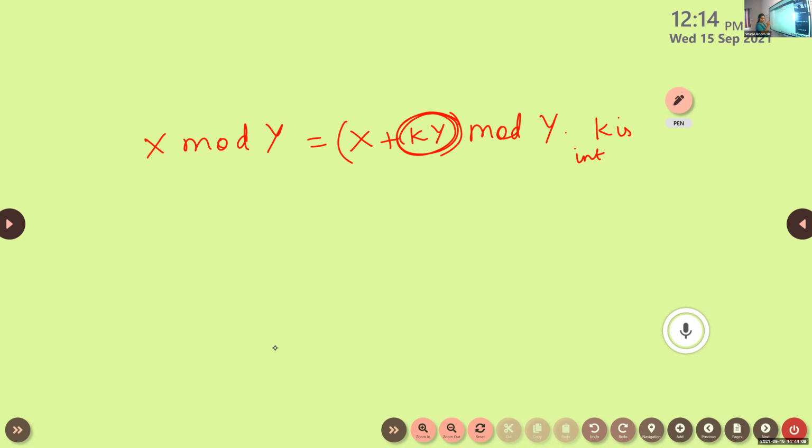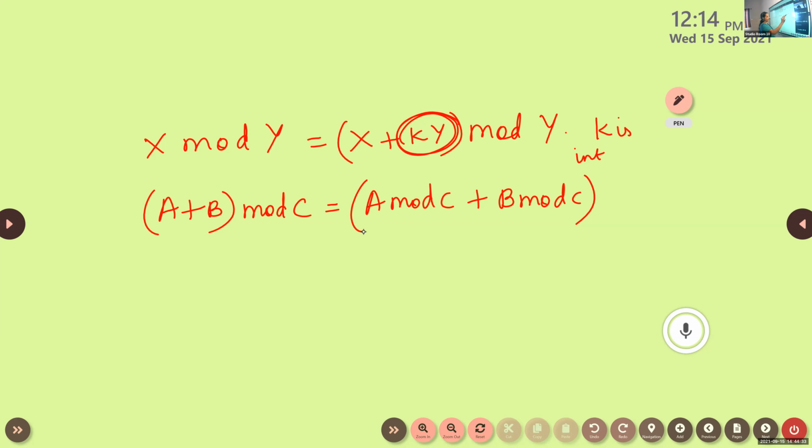Then what else have we learned? What are the other properties we have learned? (a plus b) mod c is equal to, you can separate it, a mod c plus b mod c. Then once again you take mod c of the sum: (a mod c plus b mod c) mod c.